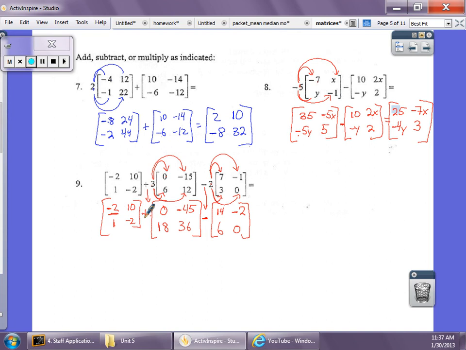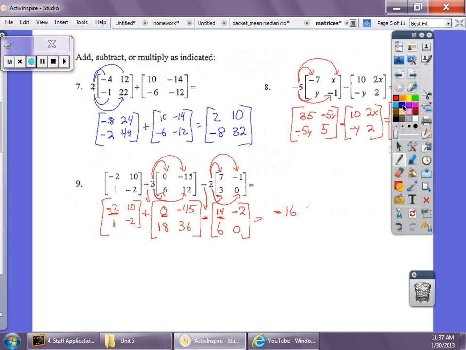Well, negative 2 plus 0 minus 14. Well, negative 2 plus 0 is negative 2 minus 14. Negative 16. So now we have 10 plus negative 45 minus negative 2. Well, 10 plus negative 45 is negative 35 minus a negative, well, that's plus. So negative 35 plus 2, negative 33.